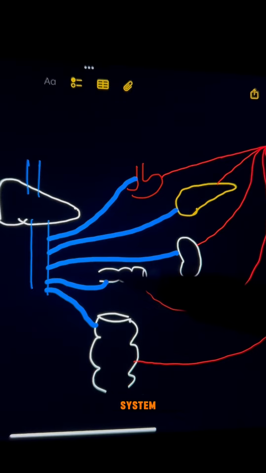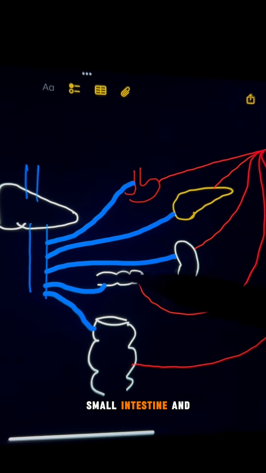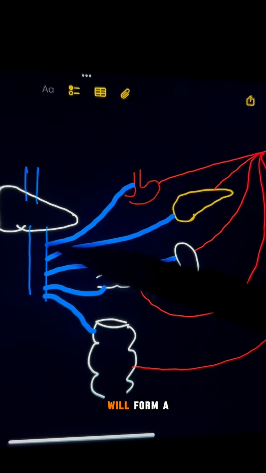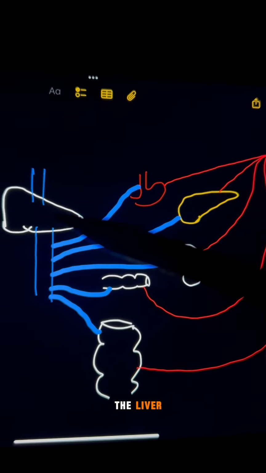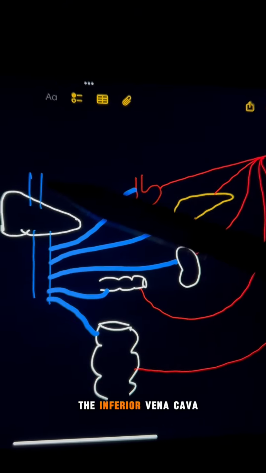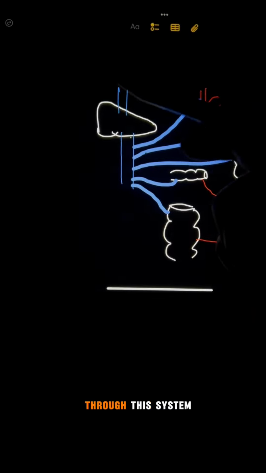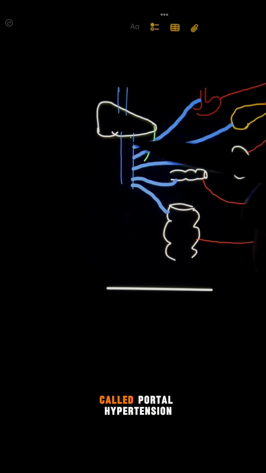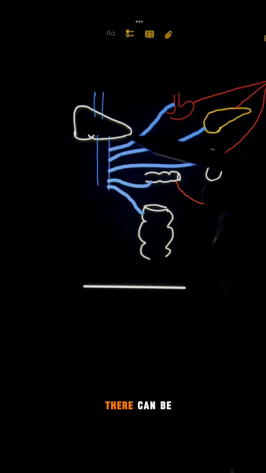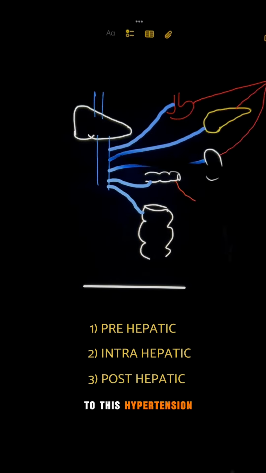In hepatic portal system, veins from the stomach, pancreas, spleen, small intestine and large intestine will form a vein called hepatic portal vein that will supply the liver. Then the blood will be drained into the inferior vena cava. Now if there is any resistance to the blood flow through this system, that will create hypertension here, and that is called portal hypertension. There can be prehepatic causes, intrahepatic and posthepatic causes to this hypertension.